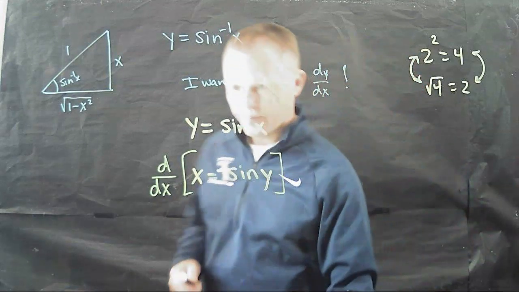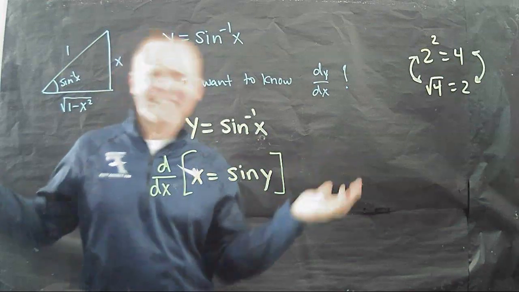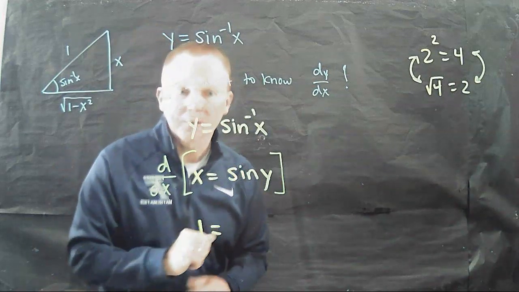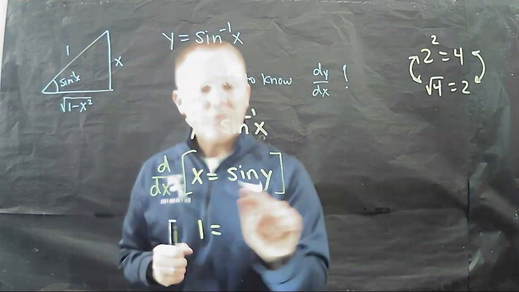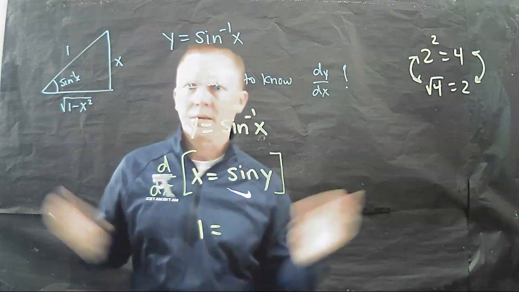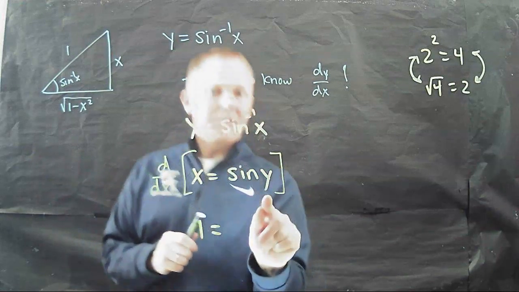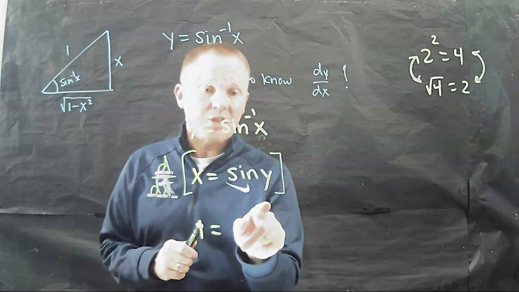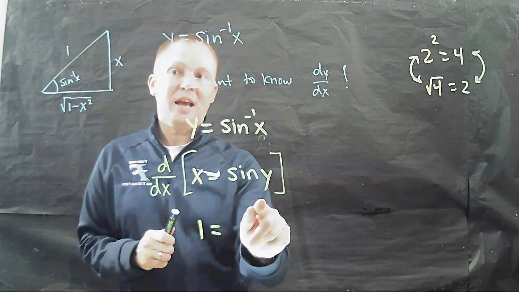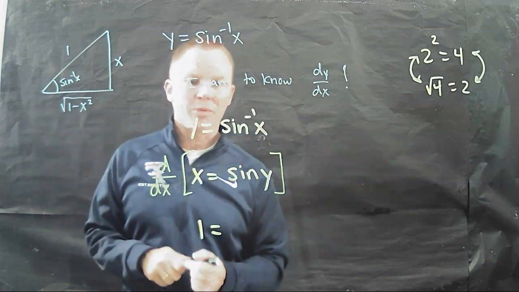Now, the left side: if I differentiate x with respect to x, that's equal to 1. But the right side is a little bit trickier, because this is actually a chain rule problem. When I take the derivative of this with respect to x, you might say, there's no x in there. You're right, but there is an x hidden, because y is a function of x. So I take the derivative with respect to y first, and then multiply by the derivative of y with respect to x. That's the chain rule.